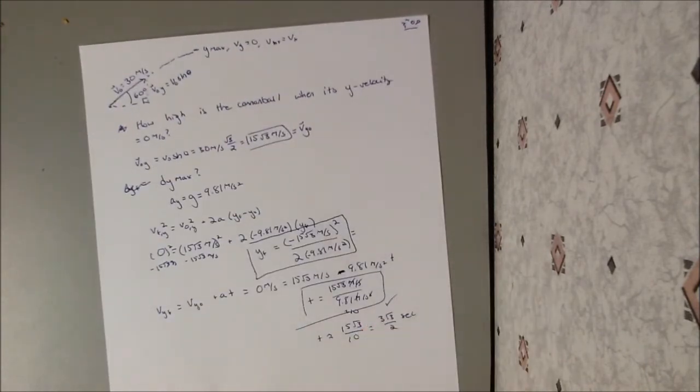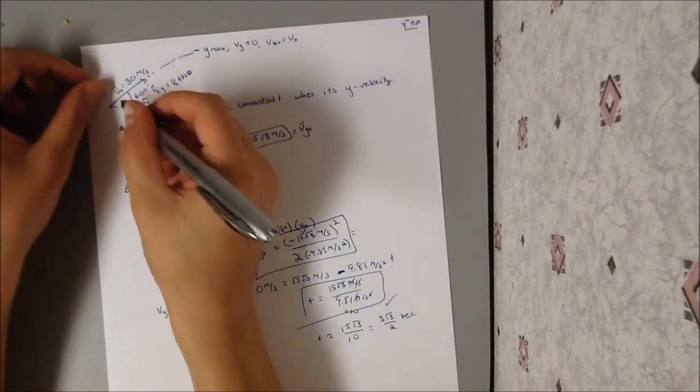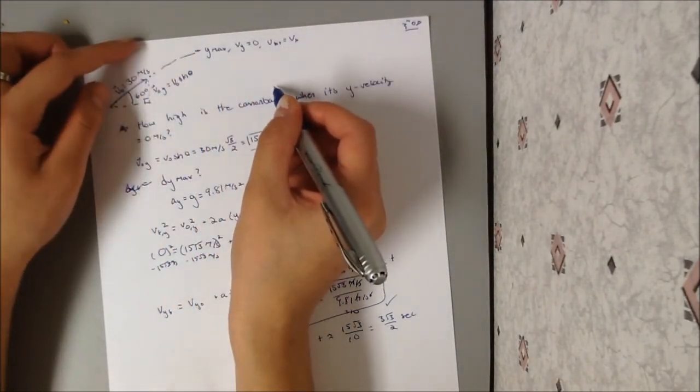Beautiful. Okay, so let's do part B. How long before the cannonball hits the ground? So again, we're going to consider what this question is asking. It's saying, how long does it take for it to get from here all the way to its peak and then come back again down over here, right?